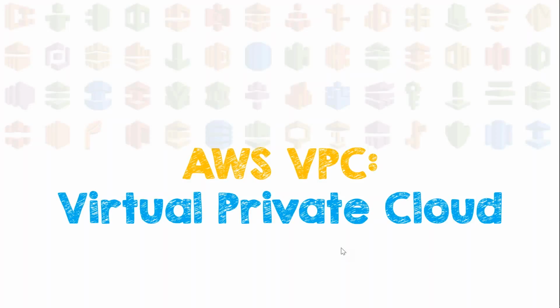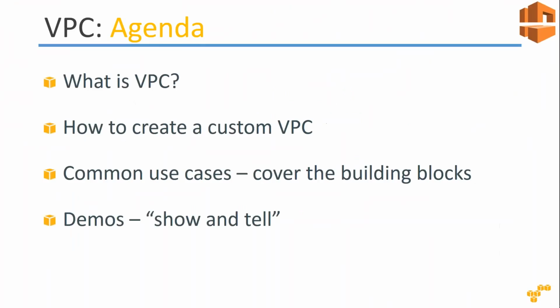Today we are talking about AWS VPC, the Virtual Private Cloud service offered by Amazon. Some of these functionalities are the foundation layer of your AWS cloud. And we will see what is in a VPC, and what are the different components that make up a VPC.